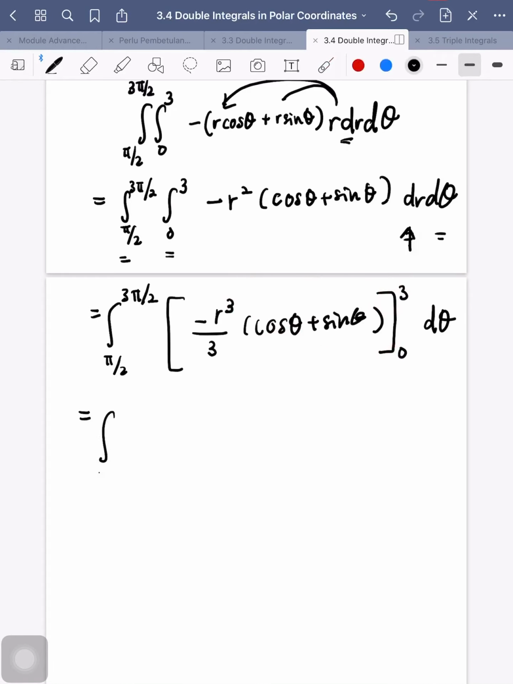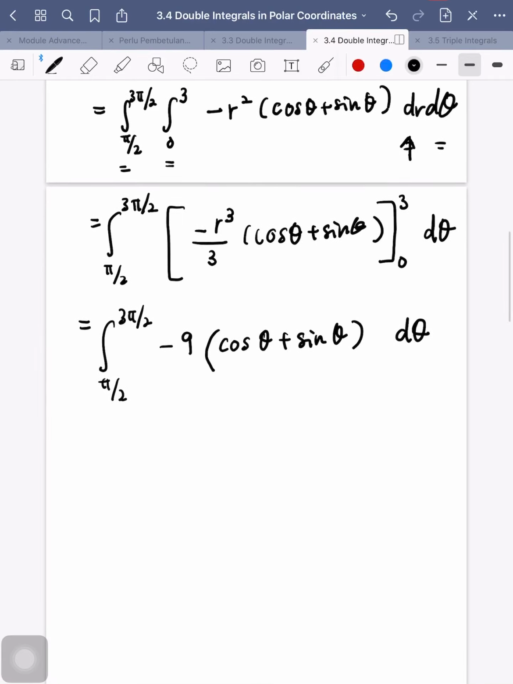So pi over 2 until 3 pi over 2. So you put the value, 3 to the power of 3 is 27, divided by 3 you get negative 9 cos, minus, you put the lower limit, minus 0. So you will get negative 9 minus 0 is negative 9. Negative 9 cos theta plus sin theta d theta.